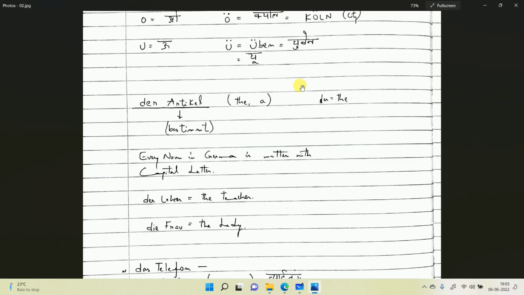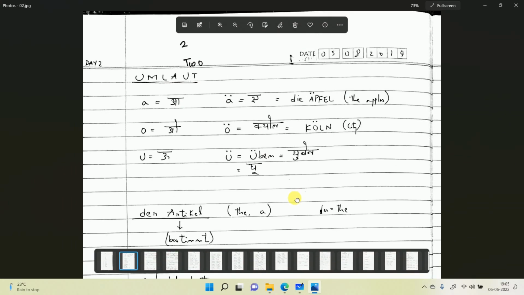We also learned about umlauts. They are a modified version of A, O, and U. When it's an umlaut in A, then in Deutsch it becomes like apple, like Äpfel. O becomes a little twisted O, and U literally becomes umbrella U, like Übung, right?